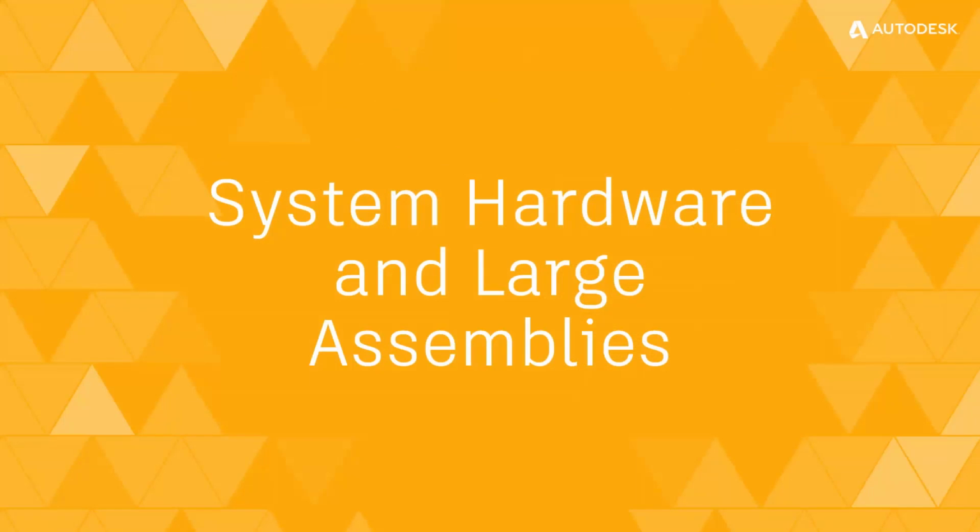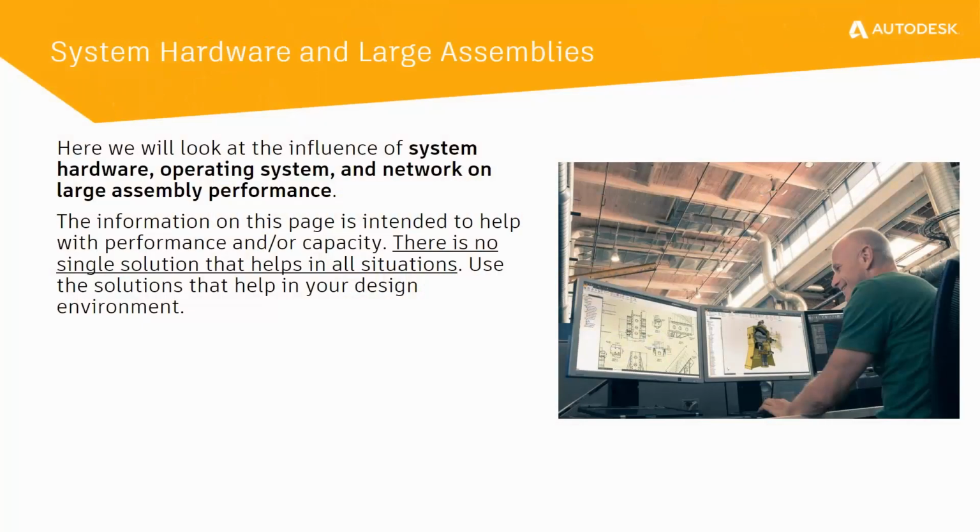So now we've finished up a lot of the best practices, let's look at some of the ways that your system hardware, the operating system and the network can influence large assembly performance. Here we're going to look at all of those three key areas: hardware, your operating system and the network, and try and understand how they're going to impact the performance of your use of Inventor with large assemblies. But the key here is to recognize that there's no single solution that's going to help in all situations, and it's really about understanding the impact of your decisions on your design environment that is going to best prepare you for investing in the right hardware.